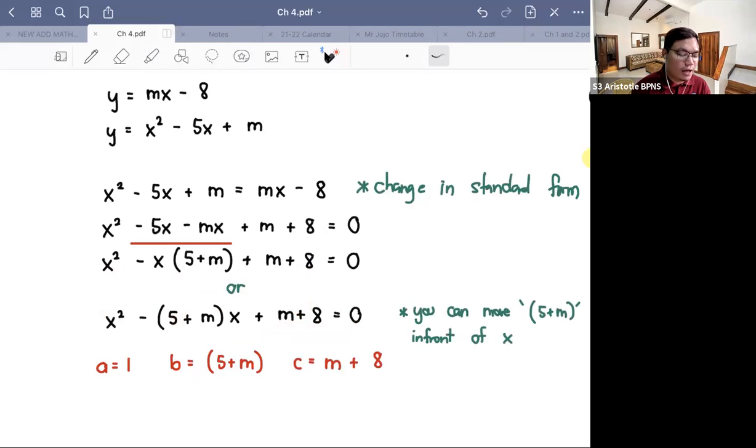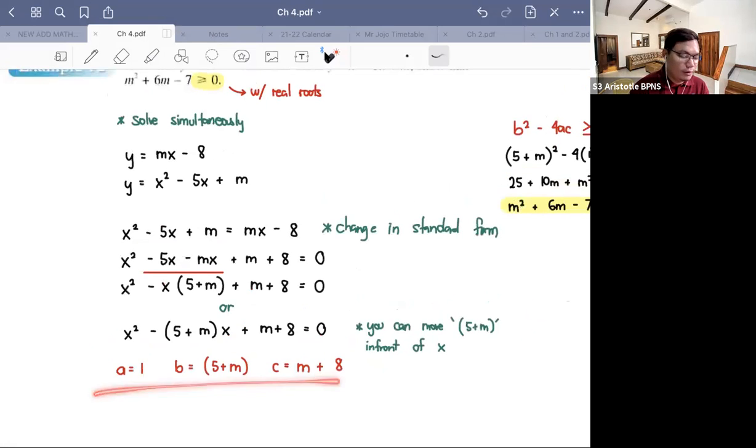Okay, so if it's, let's say, m plus n plus 8, this is your c, because they don't have x. But if it's mx plus 8, mx will not be part of c. All right, anyway, this is your equation, this is your standard form, right? And then identify a: a is 1, b is 5 plus m, and c is m plus 8. So that's it.